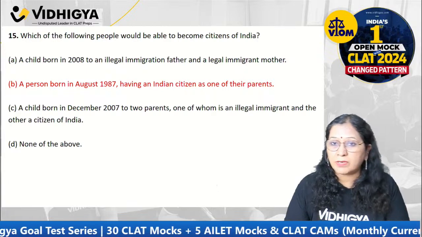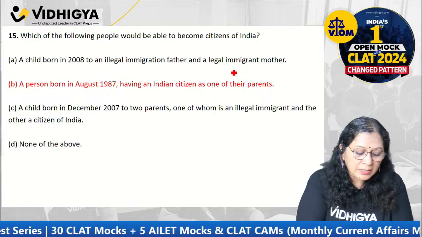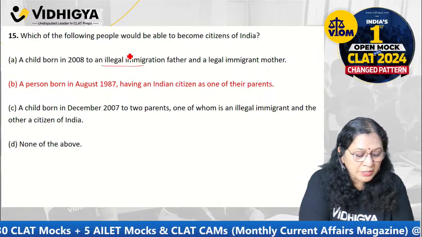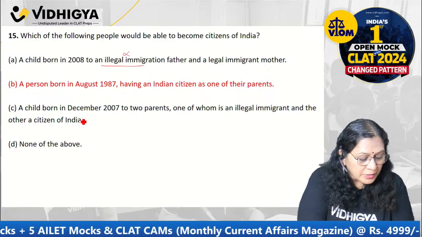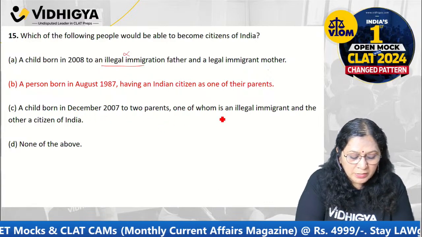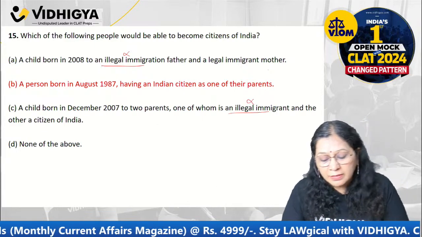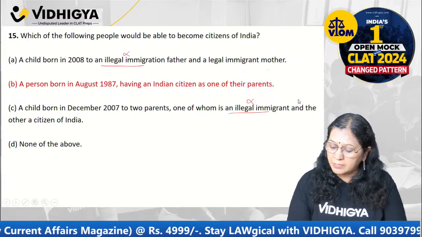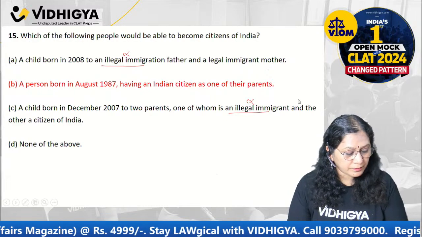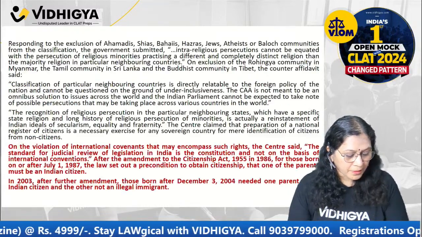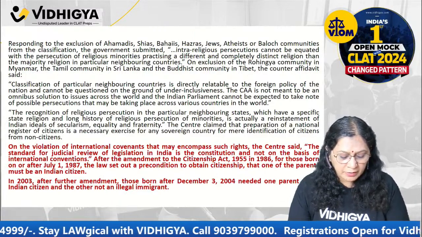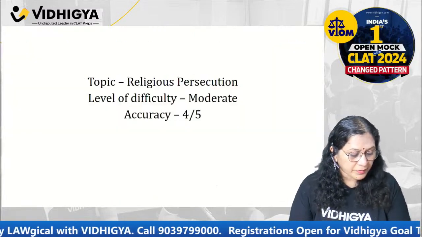इंडियन सिटीजन as one of the parents चाहिए था. Legal immigrant mother है, लेकिन illegal immigrant father है, गलत हो जाएगा. ठीक है. Child born to parents, one of whom is an illegal immigrant, ये तो कहीं पे भी नहीं है. तो illegal वाला तो चाहिए ही नहीं था, legal immigrant हो सकता है. The last two paragraphs were to be read again, given there.